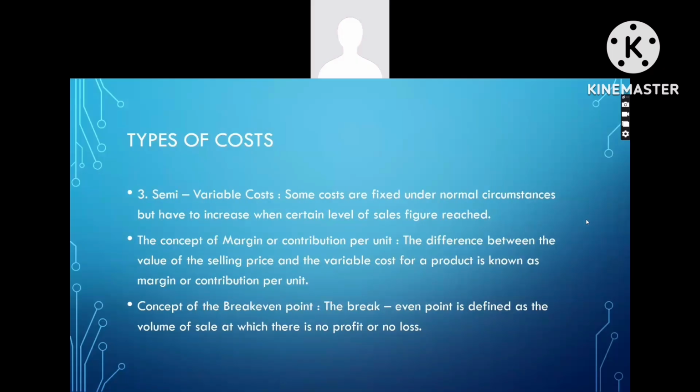Then semi-variable costs. Some costs are fixed under normal circumstances but have to increase when a certain level of sales figure is reached. The concept of margin or contribution per unit. The difference between the selling price and the variable cost for a product is known as margin or contribution per unit. Then comes the concept of break-even point. The break-even point is defined as the volume of sale at which there is no profit or no loss.